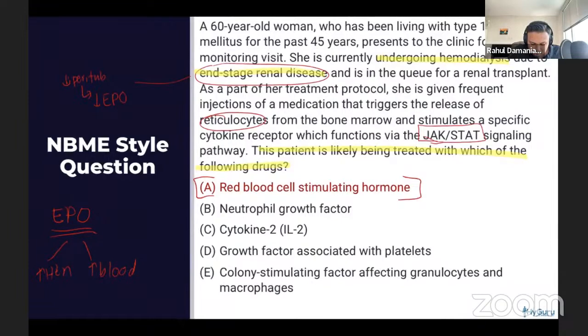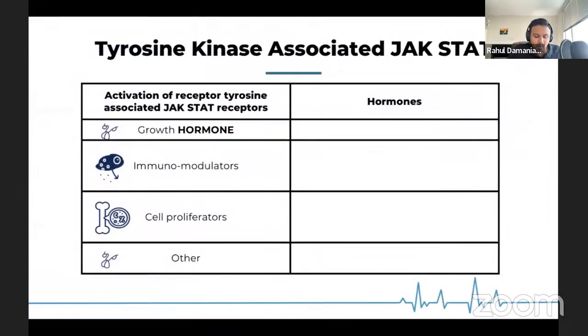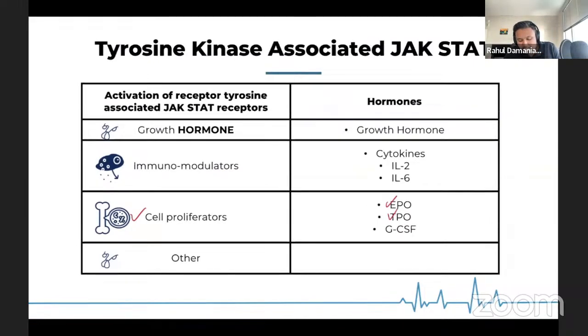So I just want to really highlight that when it comes to cell proliferators, they're going to work via the tyrosine kinase JAK-STAT pathway. So cell proliferators such as EPO, thrombopoietin, GCSF, which were all other answer choices. What's even more important for us to note is that growth hormone is going to act via tyrosine kinase associated JAK-STAT. Cytokines, IL-2, IL-6, these cytokines are going to act via tyrosine kinase associated JAK-STAT. And then others are things like prolactin, which is going to be released from the anterior pituitary.